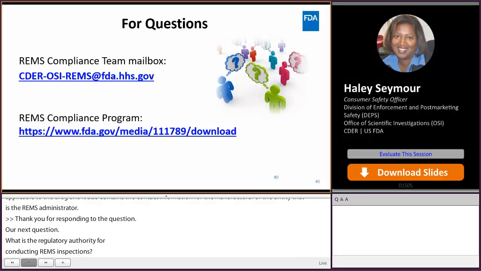That act authorizes FDA to require REMS for certain drugs if FDA determines that a REMS is necessary to ensure that the benefits of the drug outweigh its risk. That is what we use to enforce. We enforce based on that statute.